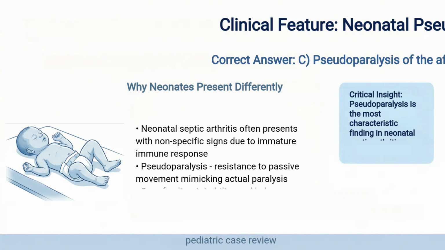Poor feeding, irritability, and lethargy are common early symptoms. A low-grade fever or even complete absence of fever is typical in this age group. Polyarticular involvement does occur more frequently in neonates compared to older children, but pseudoparalysis remains the single most characteristic finding that should prompt urgent evaluation.